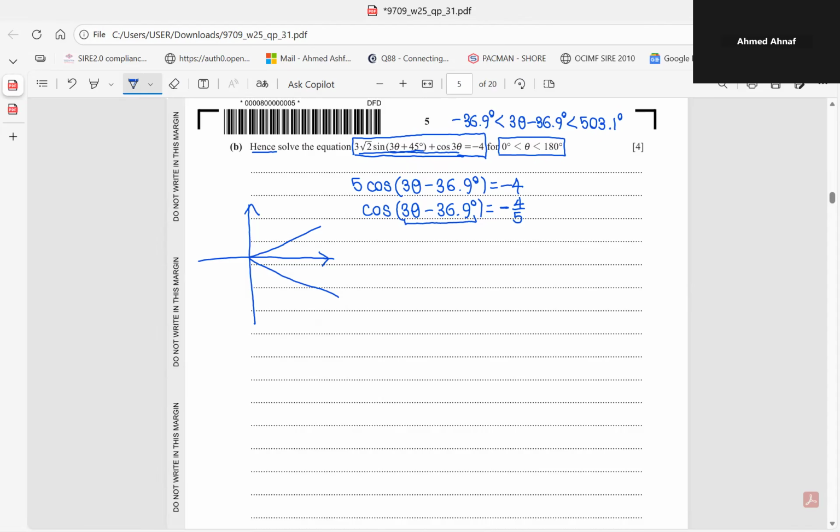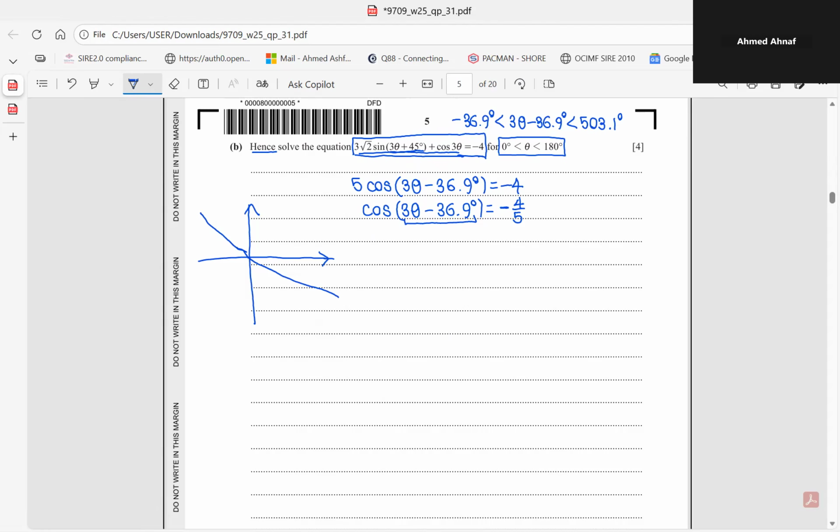Let me check. 503 minus 360. Oh, never mind, sorry. So this is 360, and then plus 90, that is 450, and then 503 minus 450, okay, 53 degrees more. So yeah, this is where it ends.